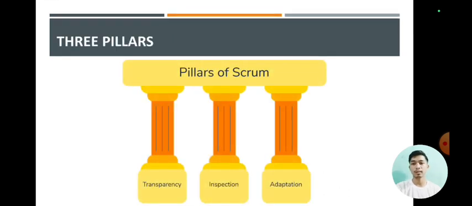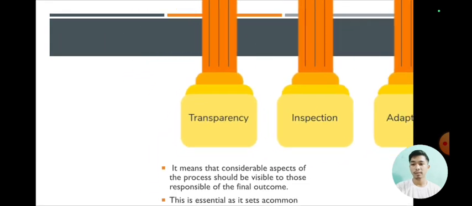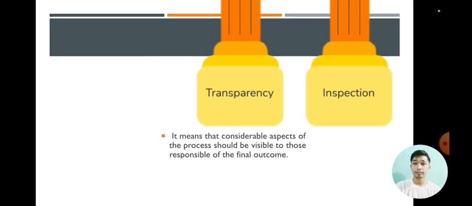Next is the 3 pillars of Scrum. So, first is the transparency. So, it means that considerable aspects of the process should be visible to those responsible of the final outcome. So, this pillar is essential as it's a common standard, and the participants of a Scrum team will share a common understanding. From the word itself, transparent, clarora.